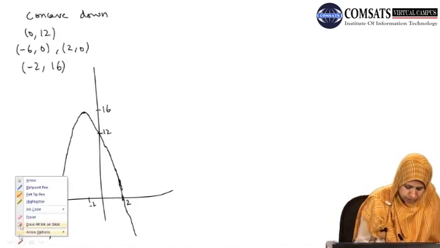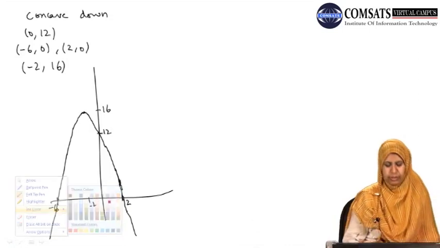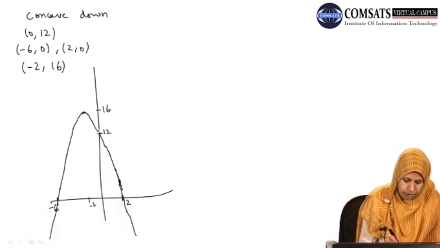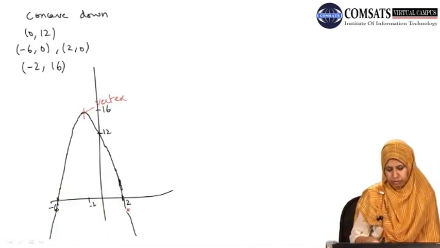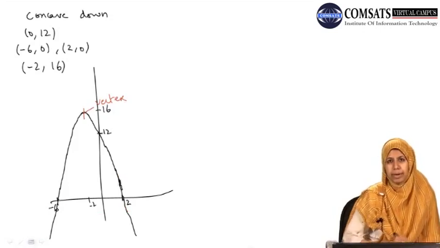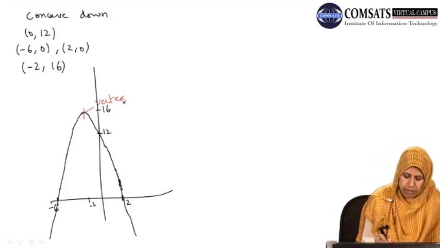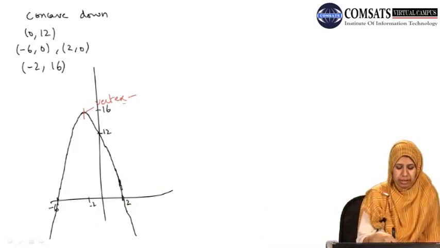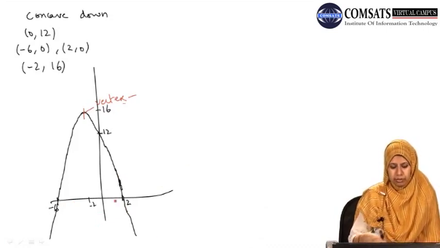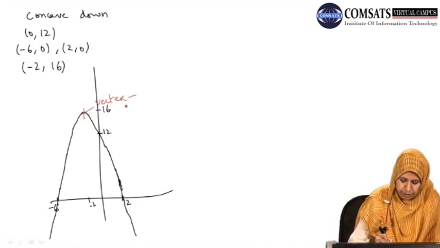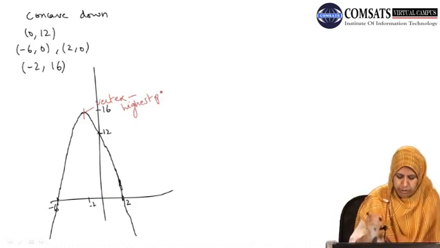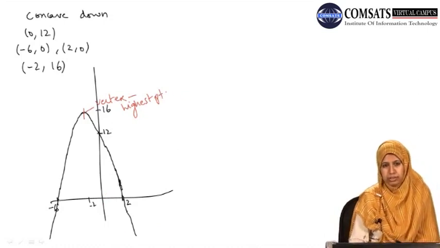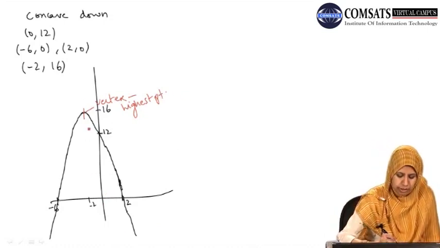And now comes the last thing to identify on the graph, the vertex. We already know this is the vertex. Since the graph is concave down, the vertex will be the maximum point or the highest point on the graph, that is the maximum value which y can attain on this quadratic function, the highest point.